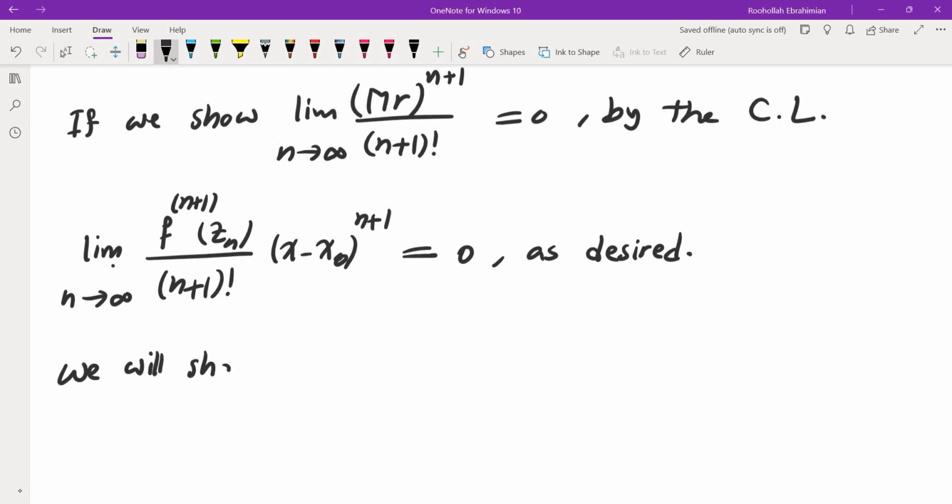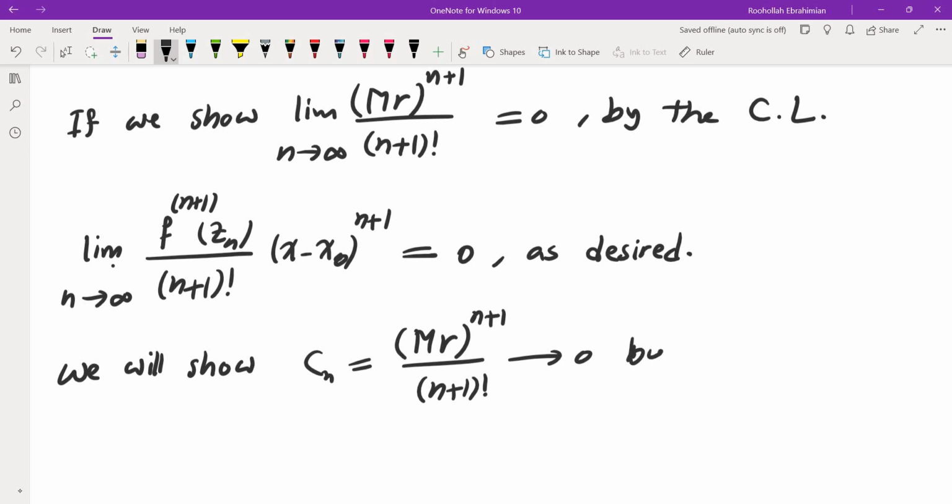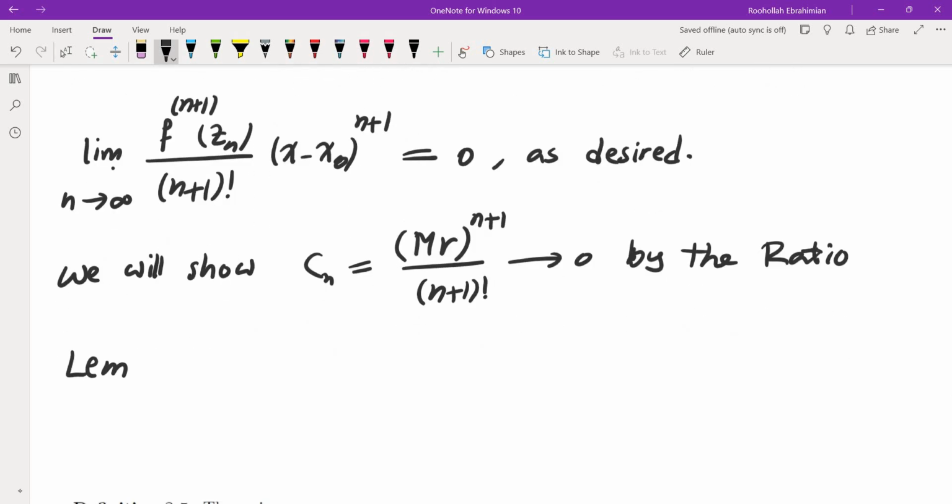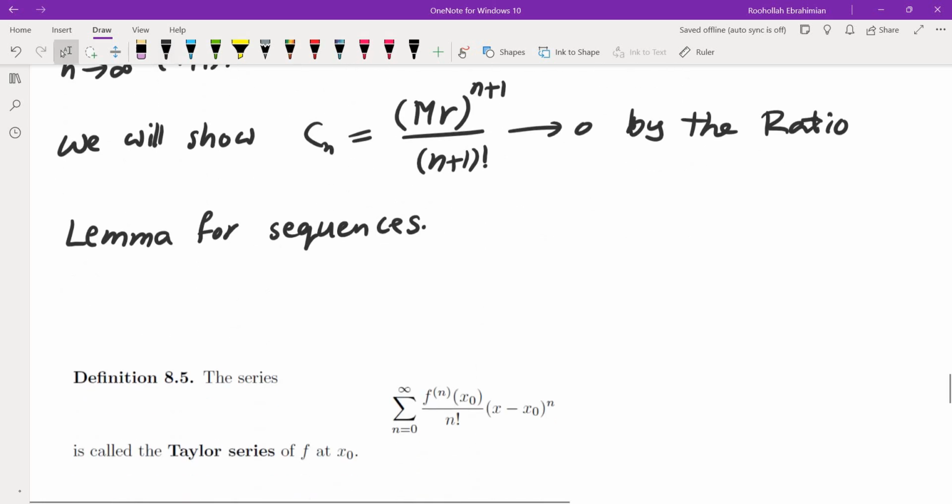We will show this sequence Cn equals mr to the n over n factorial, and by the way, this mr is just a constant. It doesn't matter what constant it is. This approaches 0 by the ratio lemma for sequences. Okay, how do we do that?